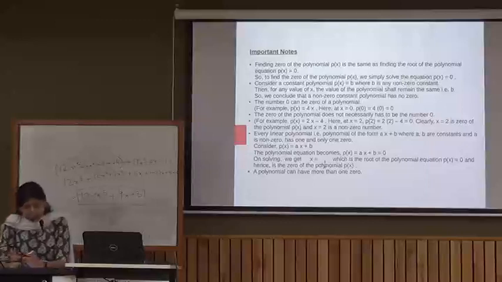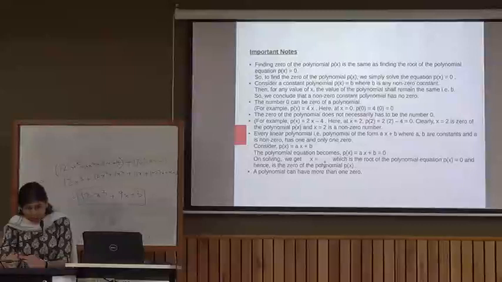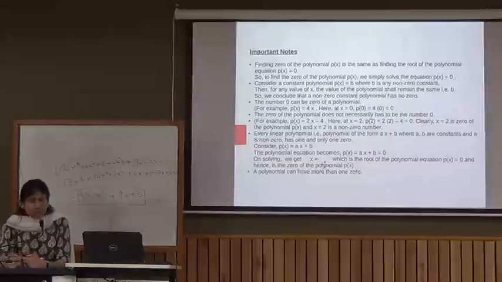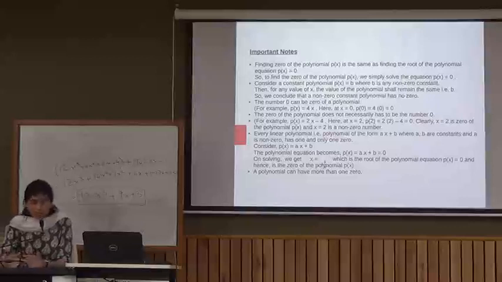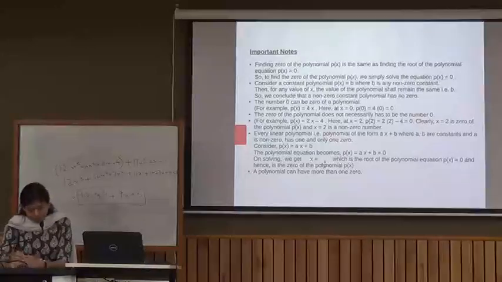Now, again, it is not necessary that 0 is the only number which can be the zero of the polynomial. We can have, for instance, a polynomial 2x minus 4. Here, at x is equal to 2, the value of the polynomial is equal to 0. Therefore, here, x is equal to 2 is the zero of the polynomial, which is clearly a non-zero constant.